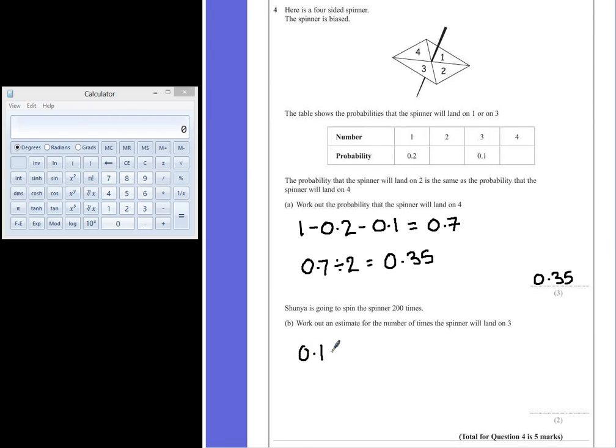So if we multiply this probability by the number of times the experiment has been repeated, so 0.1 multiplied by 200, we get an estimate for the number of times it will actually land on the number 3. And the answer for this one is 20. So we think about 20 times the spinner will land on 3.